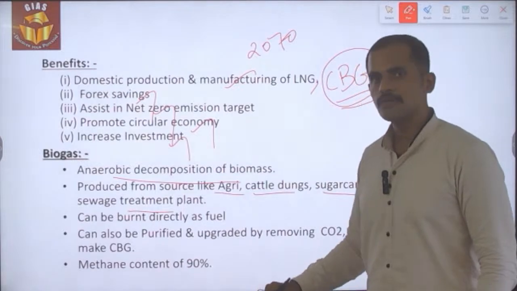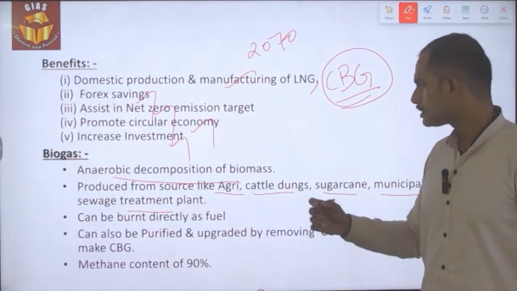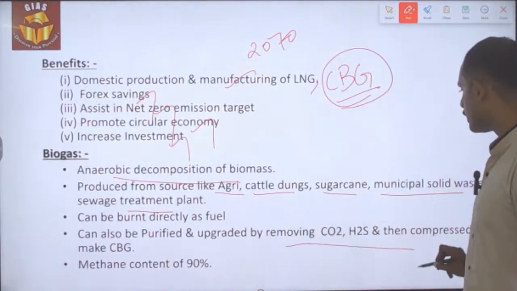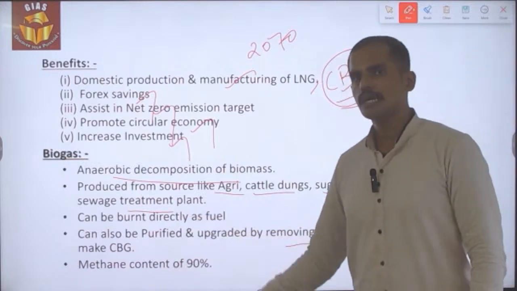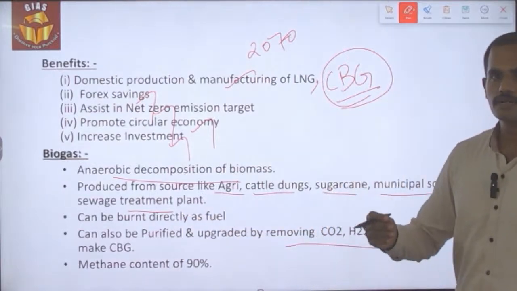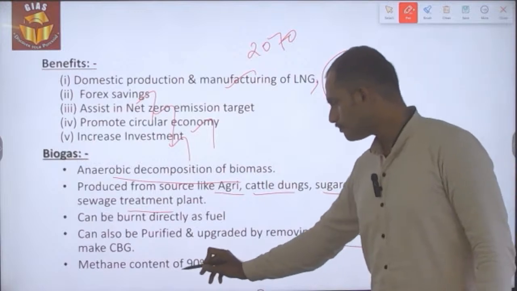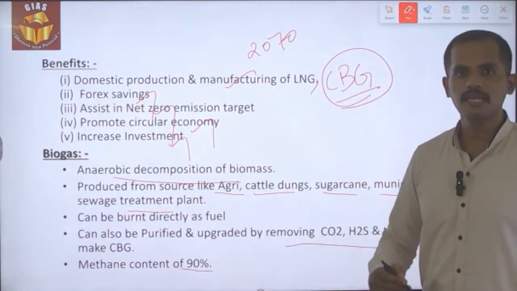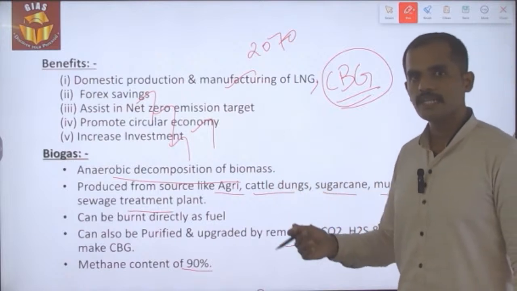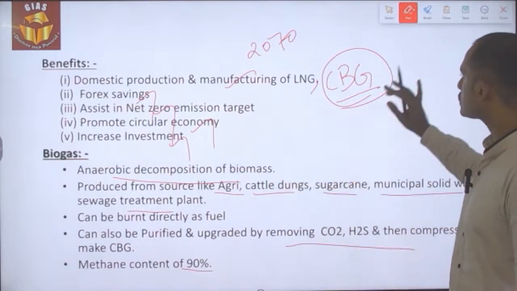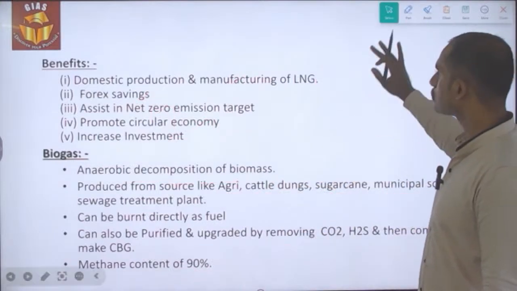And at the same time it could be purified as well as upgraded by removing the carbon dioxide and hydrogen sulfide, and then compressing it to compressed biogas. Nearly 90% of the biogas is methane, which is similar to the maximum amount of methane that is present in liquefied natural gas or simply natural gas.